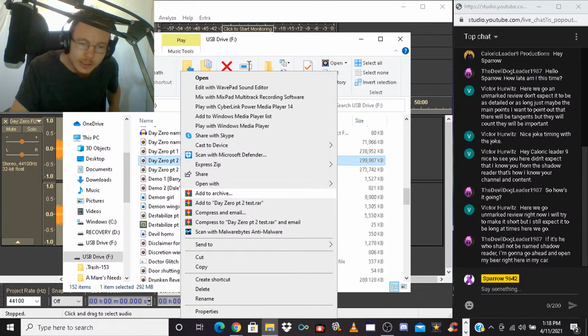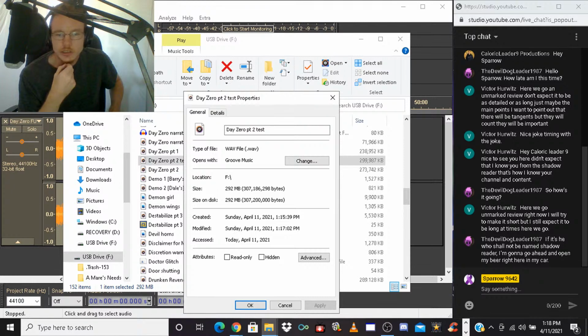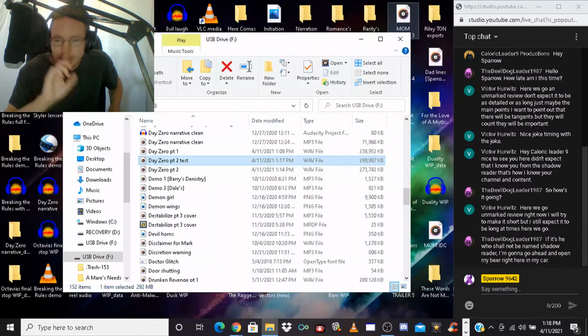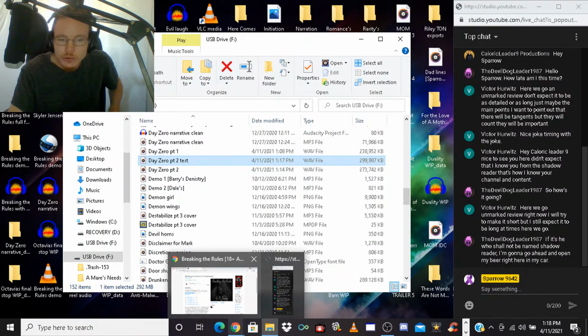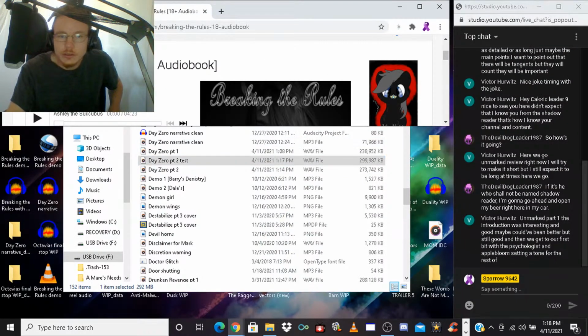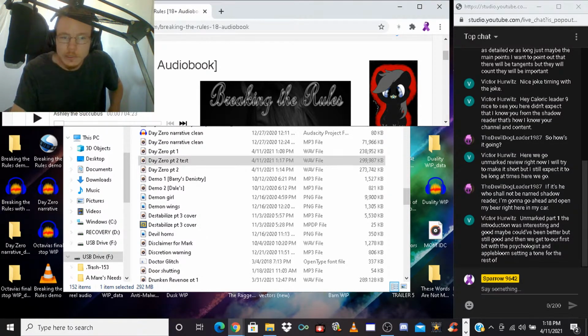Wait, I'm just looking at the properties. 292 should be enough. Then why does it say 299 on the other side? I don't know. But anyways, let's try this. We'll see what Bandcamp says about it. But anyways, back to Chrome. I need to adjust Chrome so it's not so, yeah. Alright, last time I had it like that, maybe, if it'll let me.